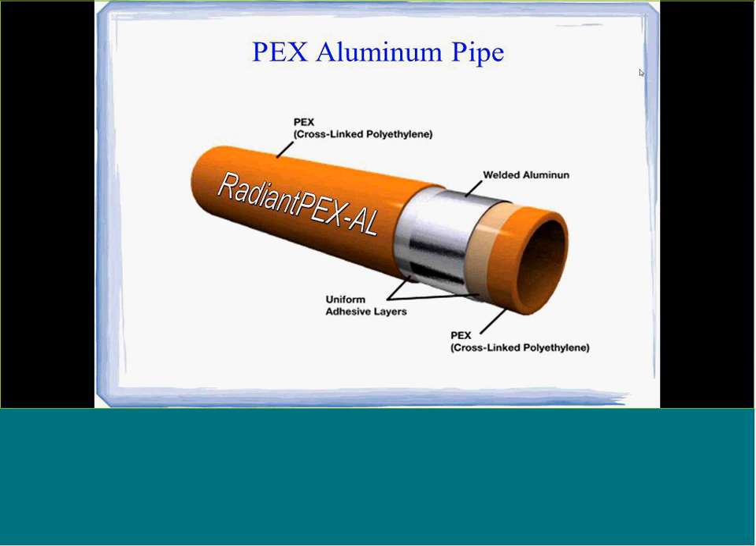The PEX aluminum pipe is bendable. When you bend it, it stays. That's good and bad. If you're installing it, sometimes it can be difficult to work with, but also when you put it down, it stays where you put it. Where if you don't tie regular PEX down, it has a slinky effect, and sometimes will cause problems if you don't secure it properly.